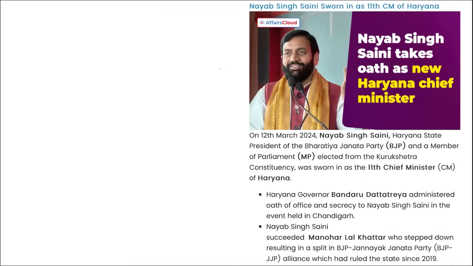Next here you can see in the picture, he is the new Chief Minister of Haryana. Nayab Singh Saini, sworn in as the 11th Chief Minister of Haryana. Correct? Take a note of this. He replaced whom? He replaced Manohar Lal Khattar. Correct? Take a note of this. So Nayab Singh Saini, sworn in as the 11th Chief Minister of Haryana. He replaced whom? He replaced Manohar Lal Khattar. Right?